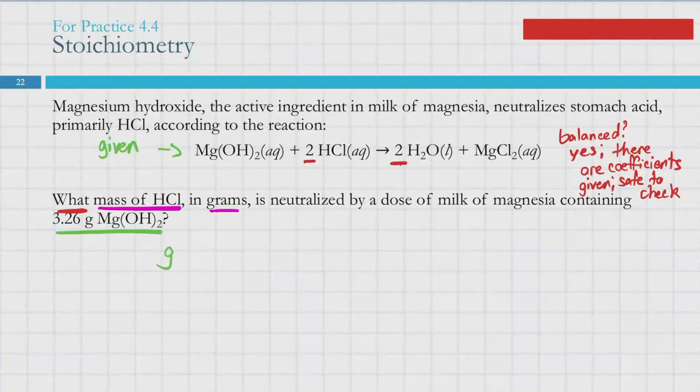So we're starting with grams MgOH2, magnesium hydroxide. We are going to our final goal, grams HCl. Can we do that in one step? No, but it would be sick if we could. But we can't do it in one step. What's the thing that we can convert from grams of magnesium hydroxide to? We can convert to moles. So we're going to convert to moles of magnesium hydroxide.